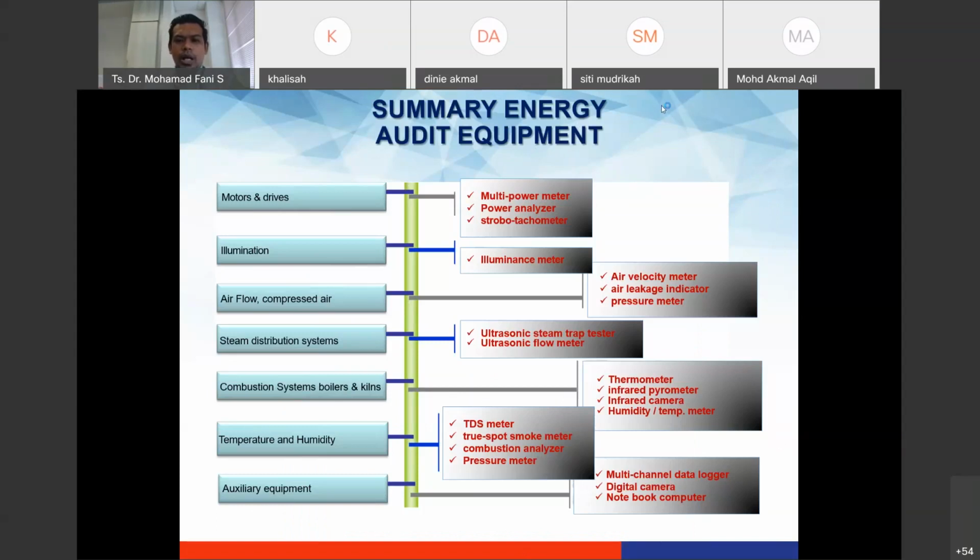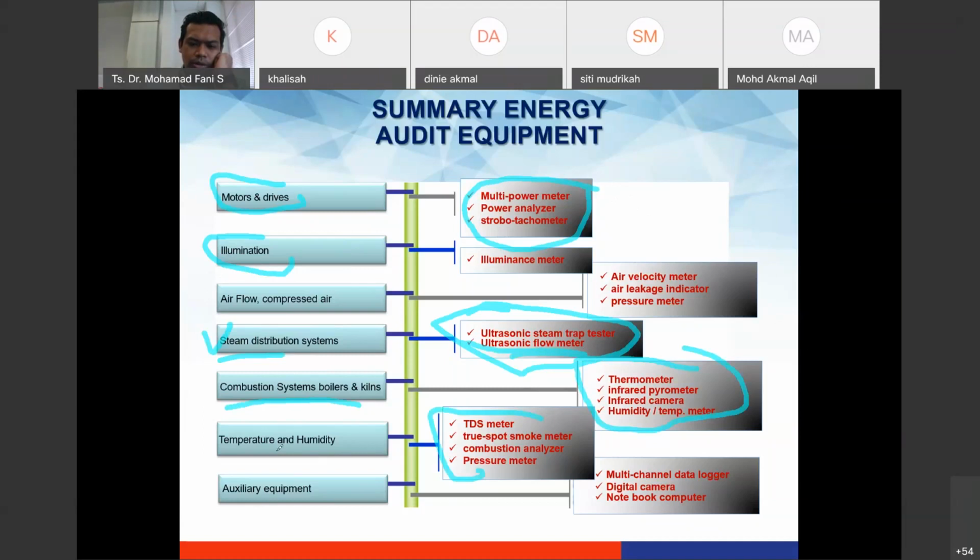For motors and drives, multiple power analyzer, tachometer, and strobo tachometer for the fan, to measure the flow from the fan of the motor. Illumination, lux meter. For steam, ultrasonic steam trap, ultrasonic flow meter. Combustion, thermometer, humidity, infrared temperature and humidity. This one is the pressure meter, temperature meter. Auxiliary equipment: multi-channel data logger, digital power meter, digital camera, and a notebook.